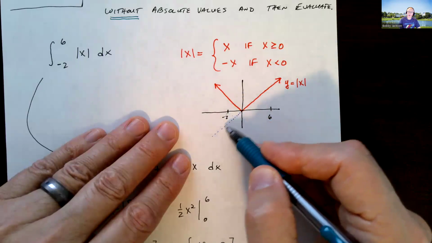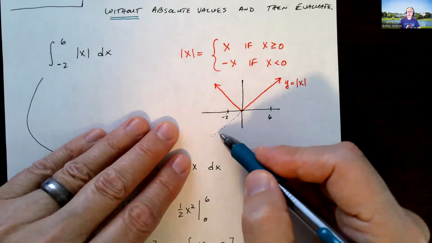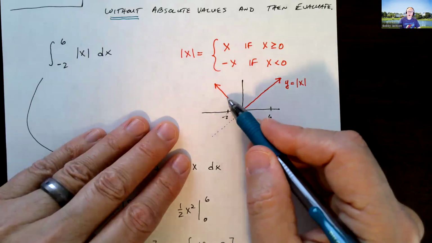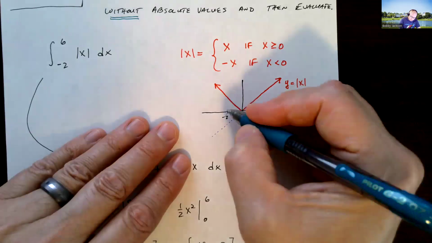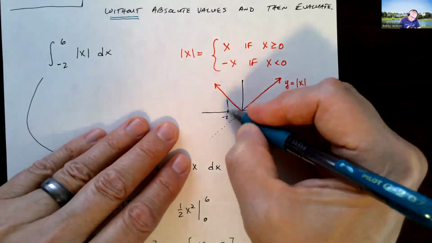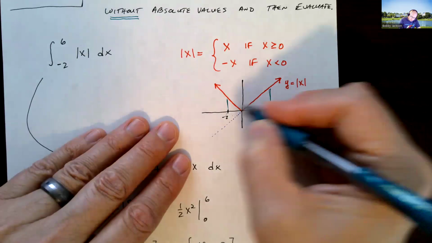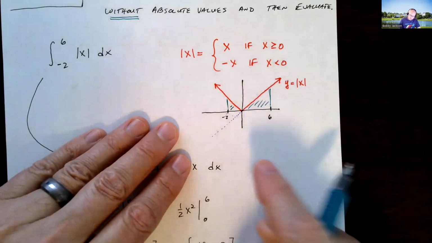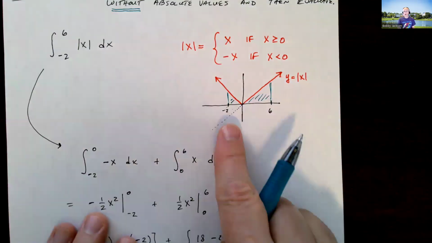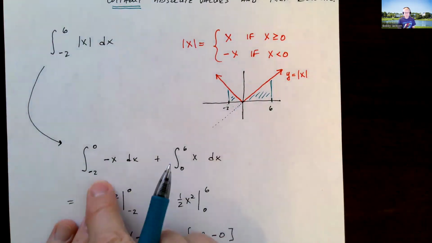So how do we do that? Well, just multiply by -1, right? So the negative x will pop this up here. And we're integrating from -2 to 6, so we want to get these two areas. To correctly do this, we're going to break this integral up into two. From -2 to 0, right?